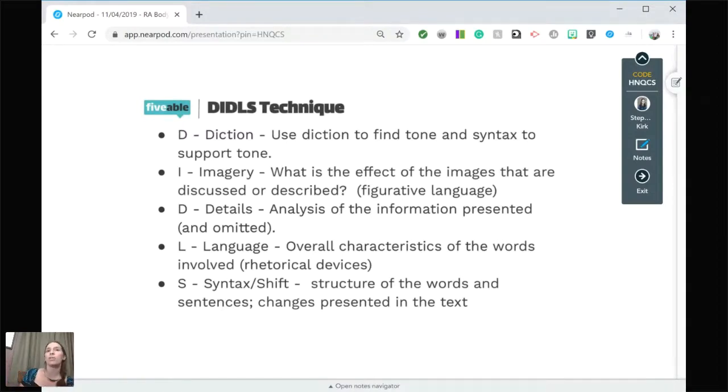So you'll start out talking about diction, using diction to find tone and syntax to support that tone. And then you're going to look at the imagery that's there. Typically, this is going to involve figurative language, but looking at it from the lens of what is the effect of that figurative language. Next would be details. That's the analysis of the information that's presented, and sometimes the things they don't say. Sometimes it's the things that are omitted. And then language, it's going to be the overall characteristics of the words. This is going to be where you bring in the rhetorical devices or strategies. And then, of course, the syntax and the shift.